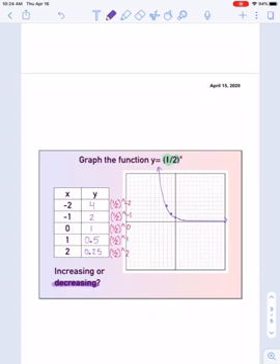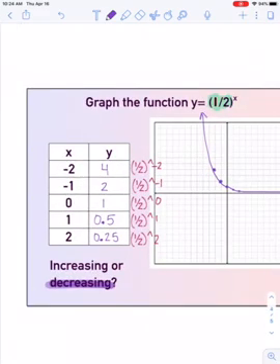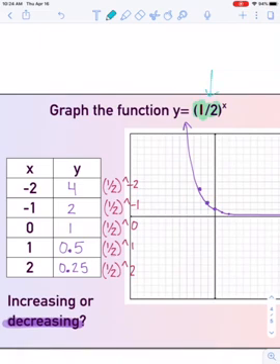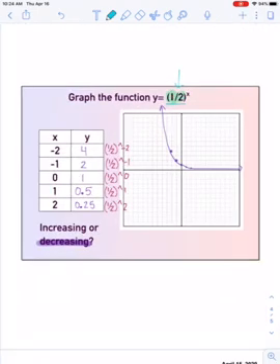You can't have a negative base when it comes to exponential functions, because otherwise it would bounce back and forth between positives and negatives. If this would have been a negative 1/2, then this would have been a negative, and this would be positive, negative, positive, negative, and your graph wouldn't be a smooth curve. So you have to have a positive value in the front. Okay, this base has to be positive. So unlike quadratics, it's not based on positive and negative, whether it's increasing or decreasing. It's based strictly on whether this is a whole number or a fraction. Okay.